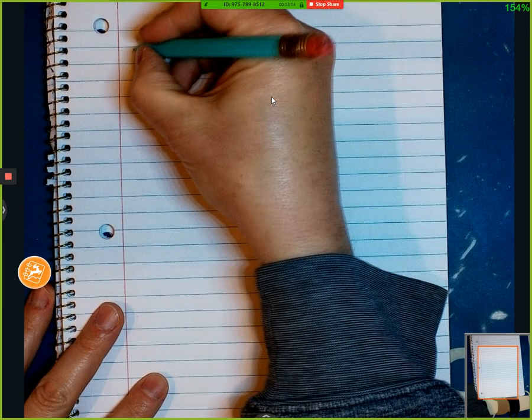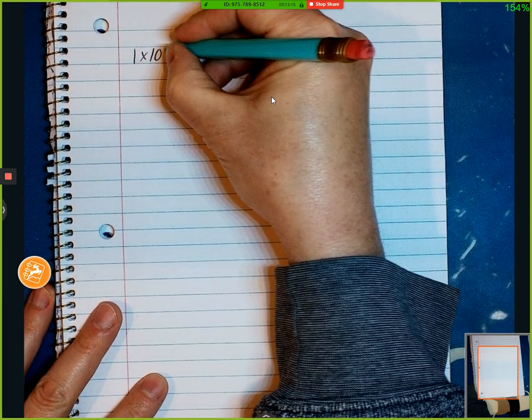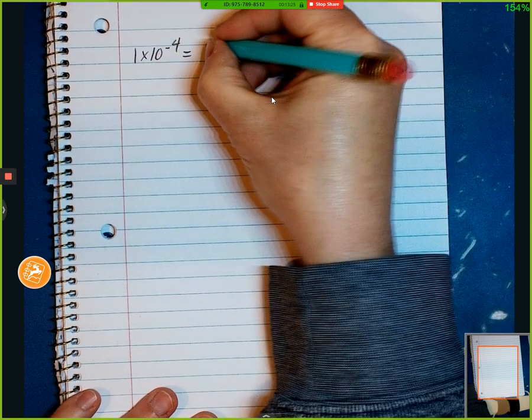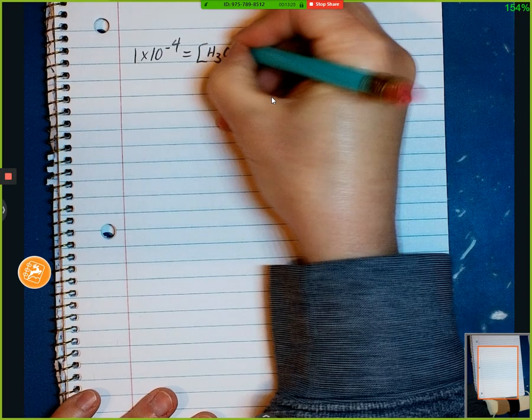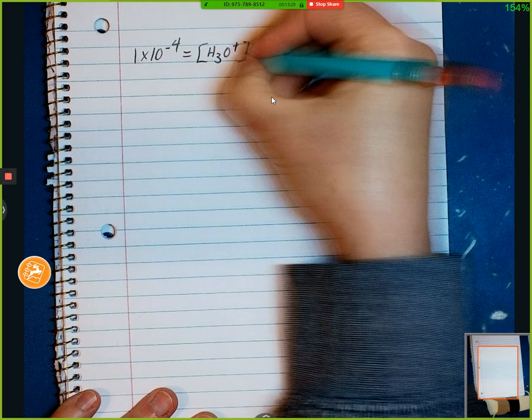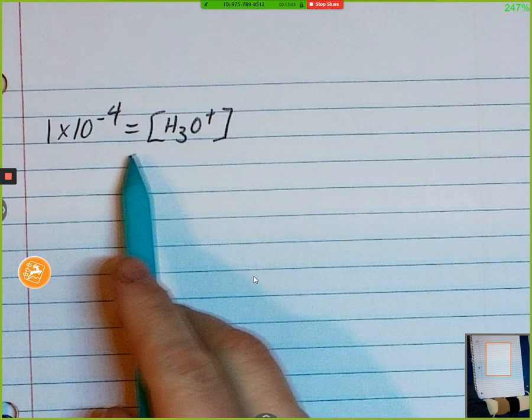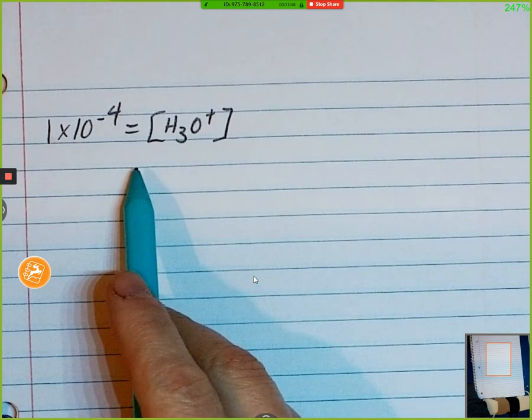So check this out. We're going to start off and say this has 1 times 10 to the negative 4 as our concentration of H3O, of hydronium ions. Now we want to find what the pH is. I'm going to go ahead and spoil it for you, or I'm going to let you spoil it for everybody else. Can anybody guess what the pH of this acid is going to be? If you think you know, type it in the chat.